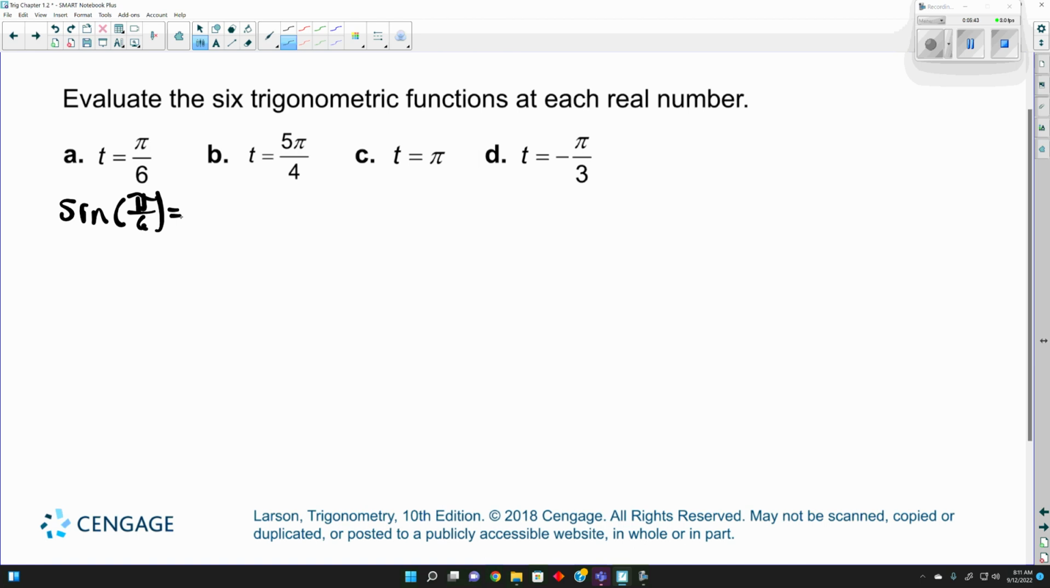Sine is our y value, if we're looking at the unit circle in the ordered pair, yes? And the y value at pi over 6 is what? 1/2. Or if we looked at the table on the back side, we would see that for sine of pi over 6, it is 1/2, yes? Now let's look at cosine of pi over 6. And what is it going to be?